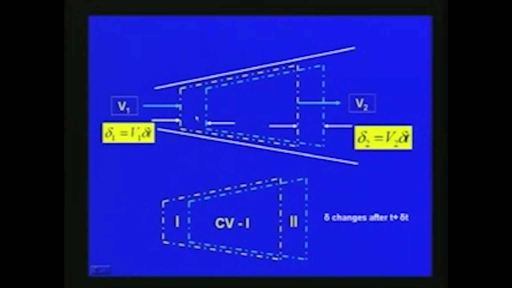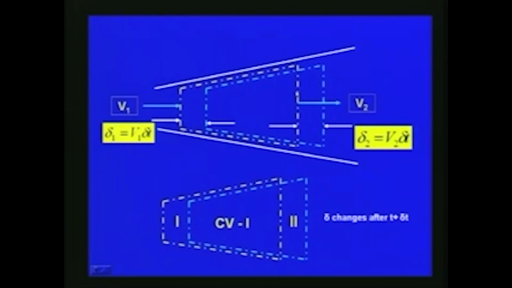Here you can see a control volume. At this section the velocity is v1 and at the second section the velocity is v2. Here delta l1 is v1 into delta t, that means the fluid movement with respect to time, and delta l2 is equal to v2 into delta t. With respect to the changes taking place, here is the control volume of the fluid; initially it is like this, and after delta t it is shifting like this in this slide, at t plus delta t.